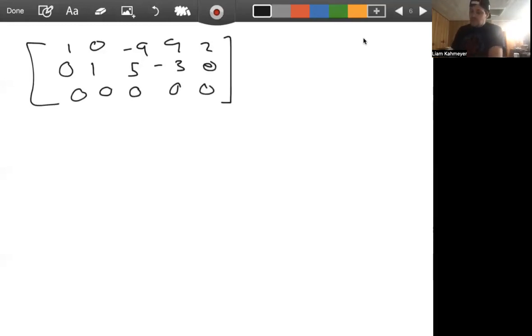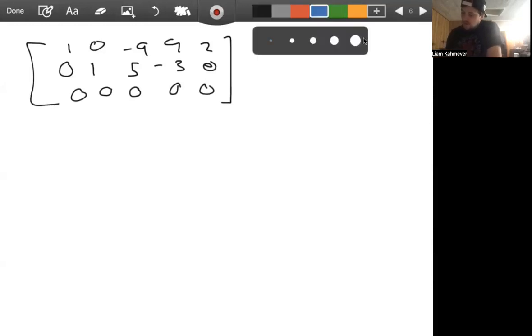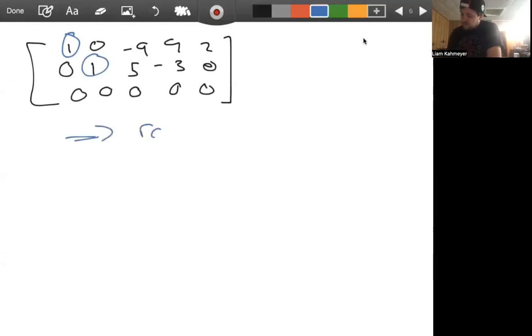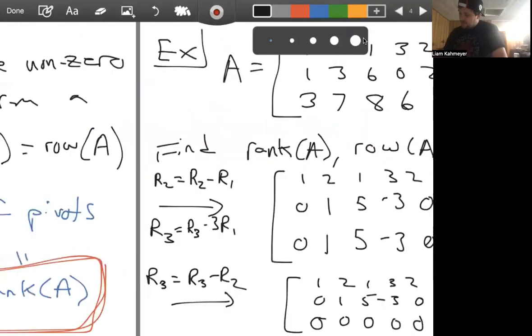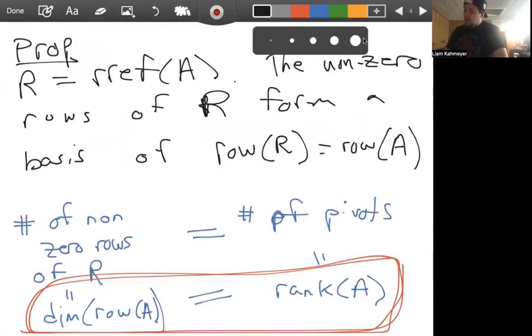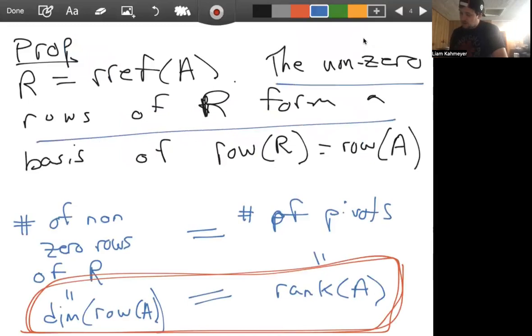Okay. Now, what do we look at here? What are our pivot positions? We have 2 pivot positions, which implies that the rank of A is 2. Cool. We found the rank. Now we need to find the row space and the column space. And what did we have in this previous proposition? The non-zero rows of R form a basis of the row space.